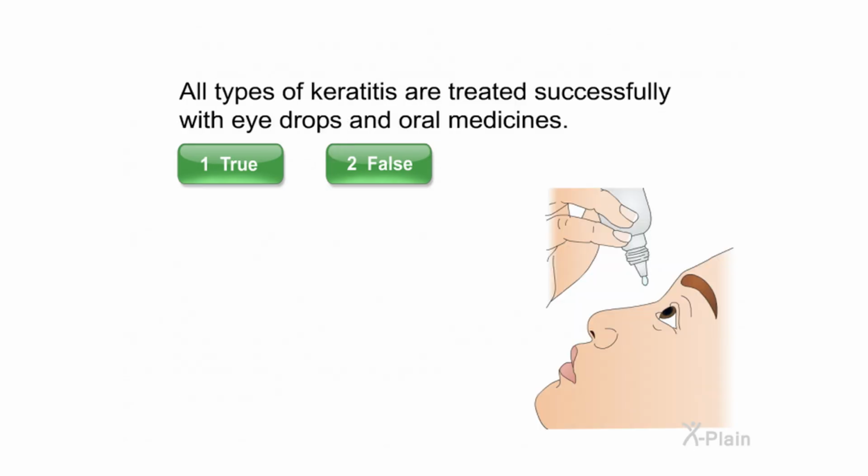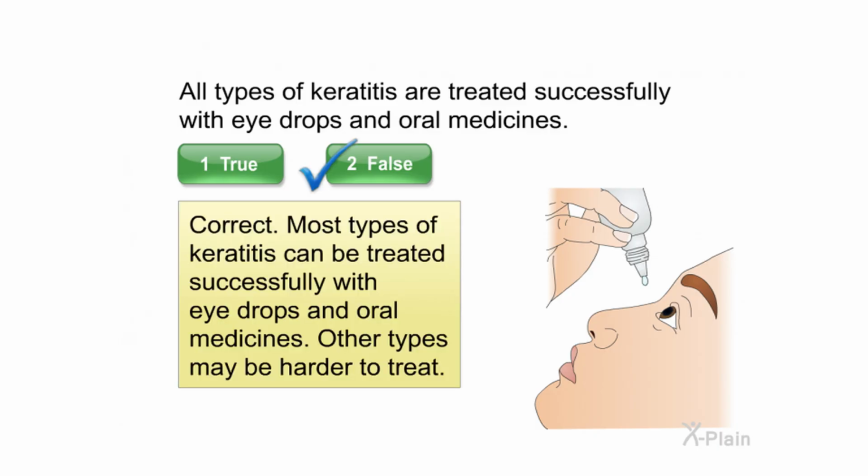All types of keratitis are treated successfully with eye drops and oral medicines. Select true or false. Correct. Most types of keratitis can be treated successfully with eye drops and oral medicines. Other types may be harder to treat.